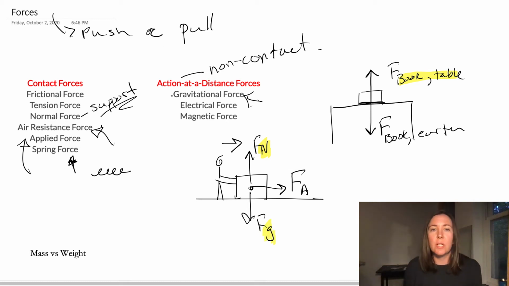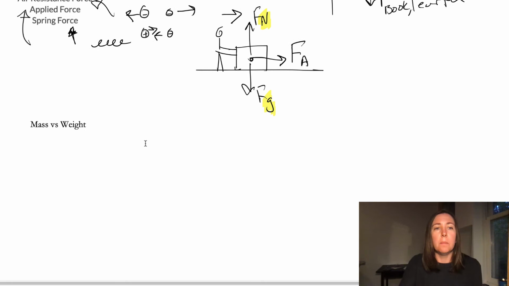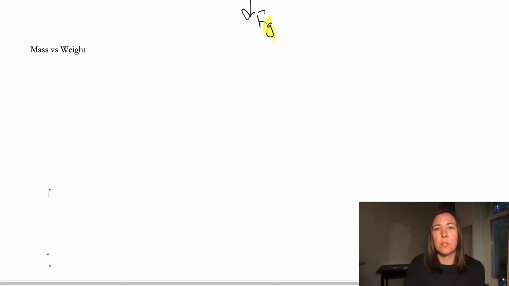Okay, action at a distance forces, non-contact forces: these are gravity; the electrical force, like the force that two electrons might feel that would want them to move away from each other, or a proton and an electron that want to move towards each other; and magnetic force, that's magnets, right? North-south forces.